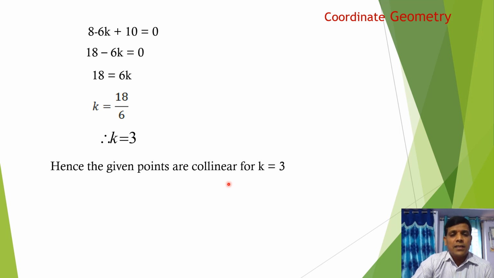So in this session we learned area of triangle. What is the formula for area of triangle? Half mod of x1 into (y2 minus y3) plus x2 into (y3 minus y1) plus x3 into (y1 minus y2). If the given vertices are collinear, then the area of the triangle equals 0.